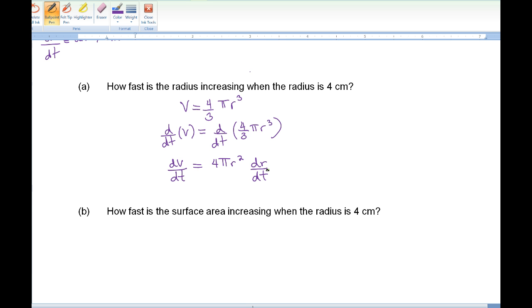You have to memorize the fourth. No, I'll give you the formulas. Can you just plug in 20 for DVDT?